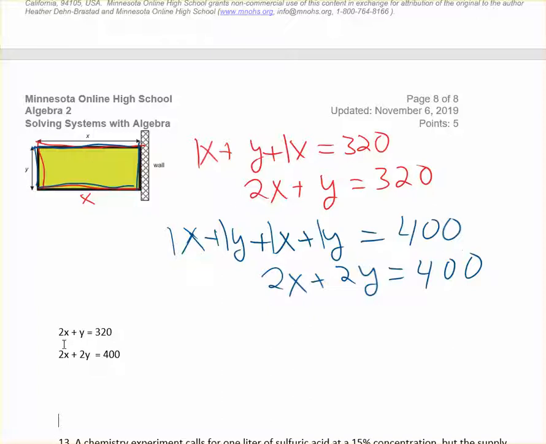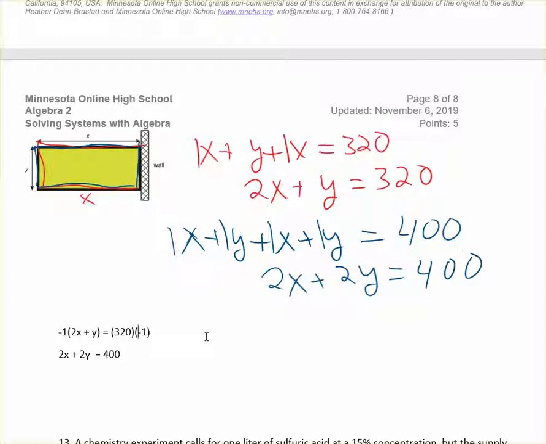We have 2x and we have 2x, but if one of them was a negative, I could just add them together. So all you have to do is multiply the top equation or the bottom equation, one of them, not both, by a -1. And when you do that, you will have changed it so that one of them is a negative 2x and the other one is a positive still. So I'm going to multiply everything on the top by a -1.